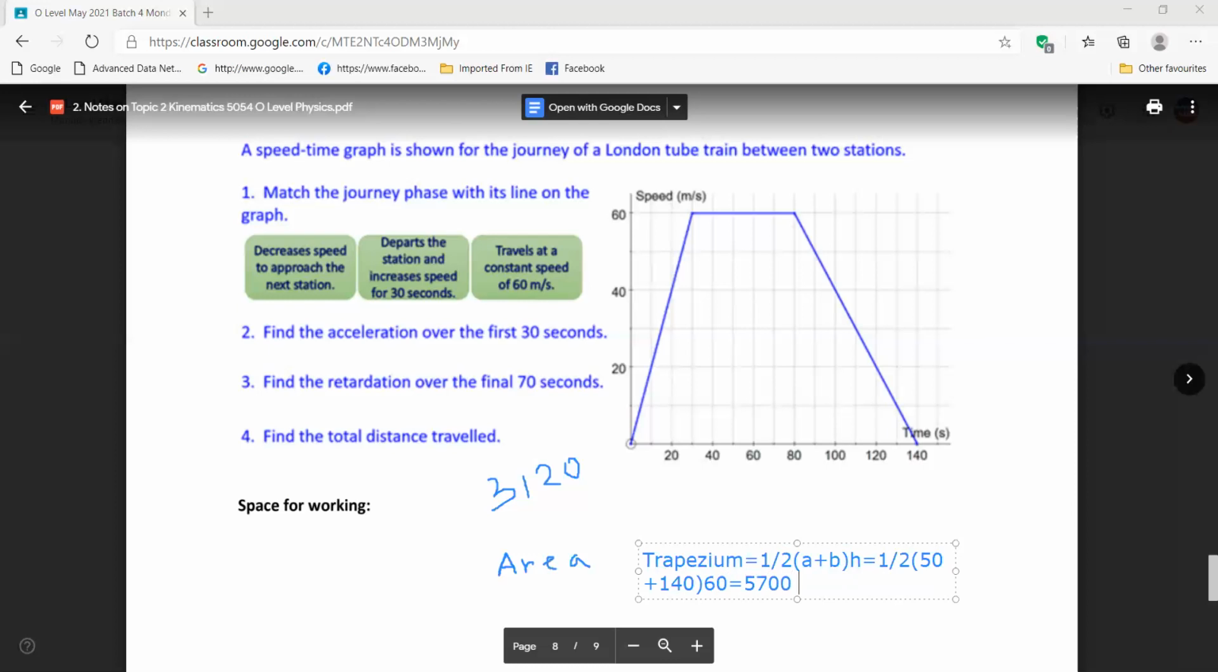And the unit should be meter, right? Meter per second. Distance traveled, okay, sir. Meter per second multiplied by second, it's coming meter. Again, I am showing you how it is meter.